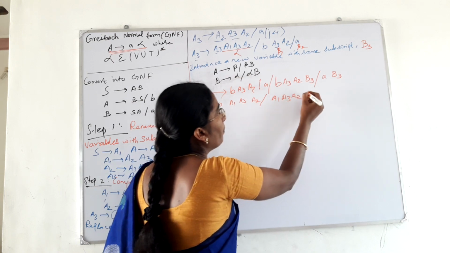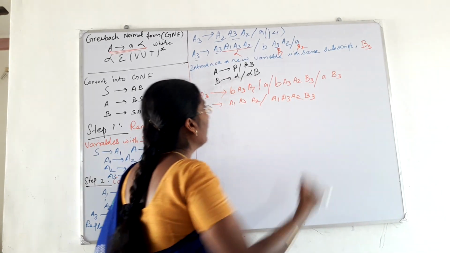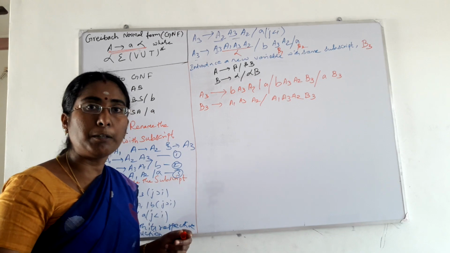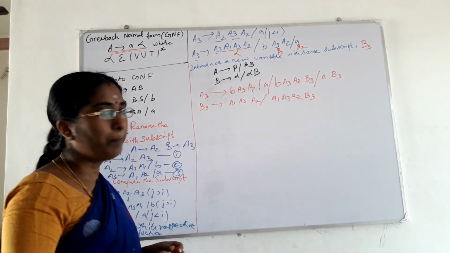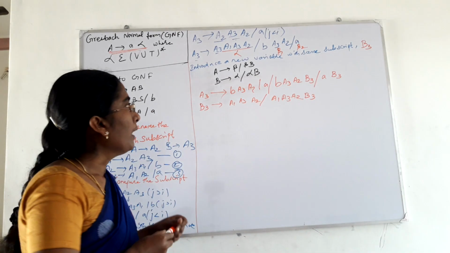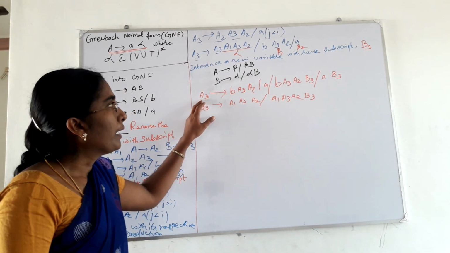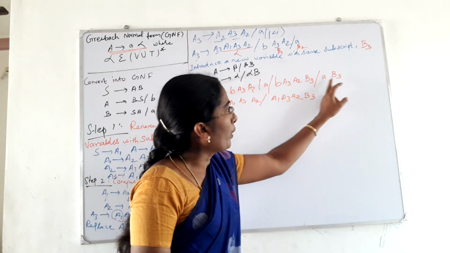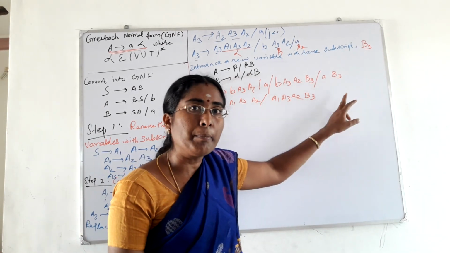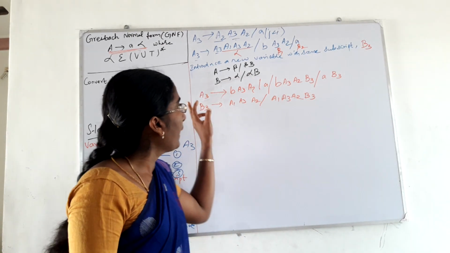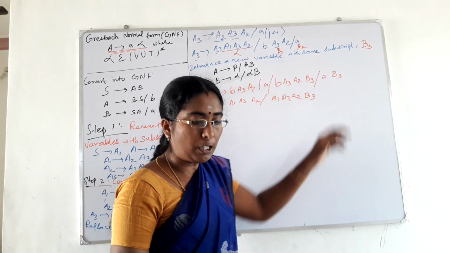What is B? B3. These are the productions for A and B, that is A3 and B3. Here see the A3 production. All the A3 productions are starting with the terminal symbol.